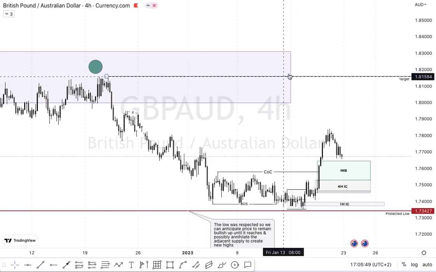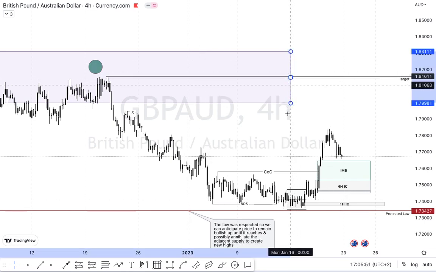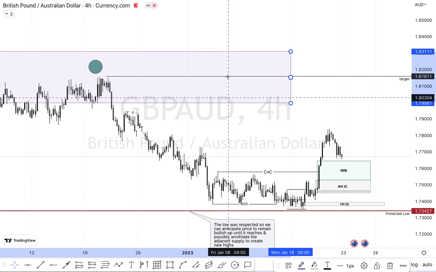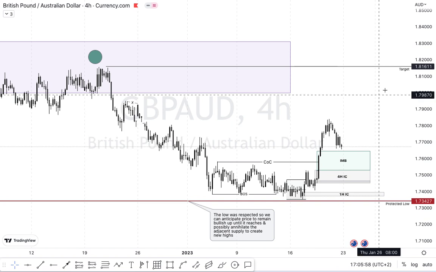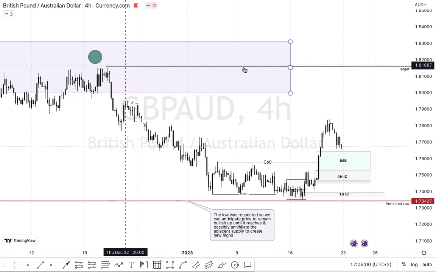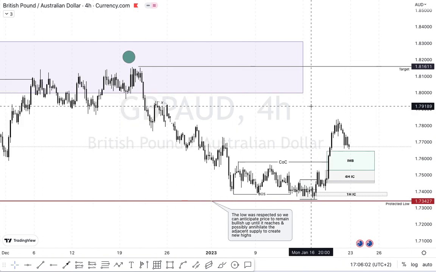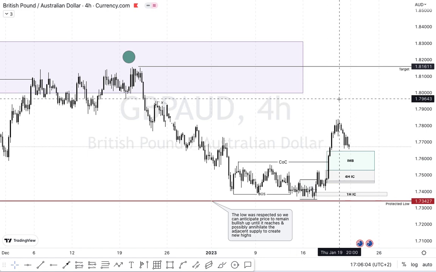And the adjacent supply is essentially this breaker block, because this is where a lot of the supply was being introduced to push price to the downside. Hence our targets are over here. We do expect this is going to be taken. No oohs and ahs about that.